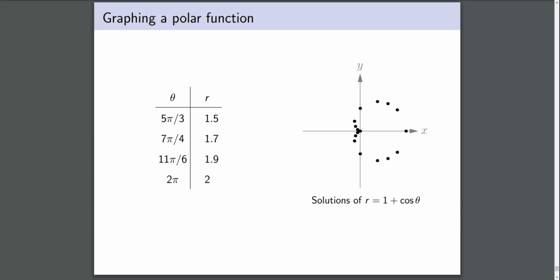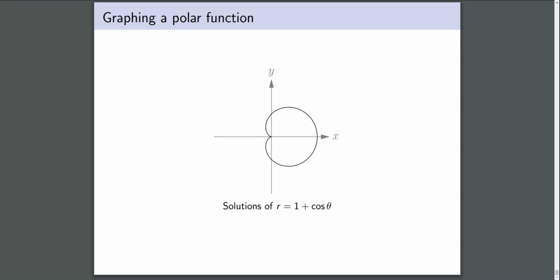So now we have enough points to get a picture of what this curve is doing around the whole circle. I'm going to think about just connecting these dots with a smooth curve, and the result looks like this. So that was a graph of a polar equation.